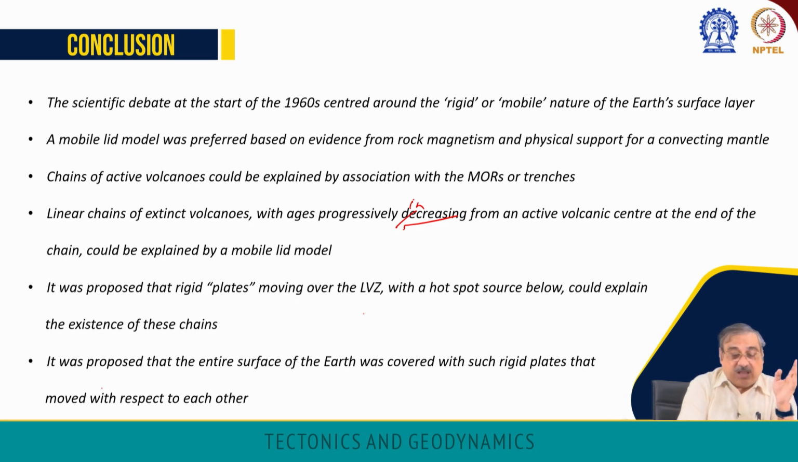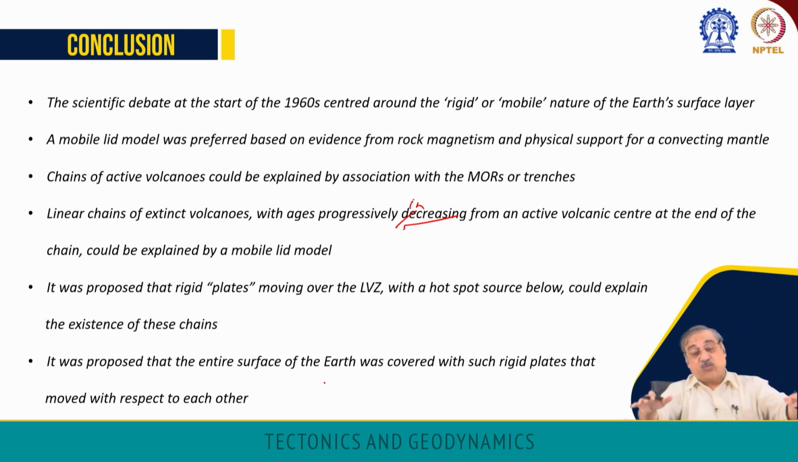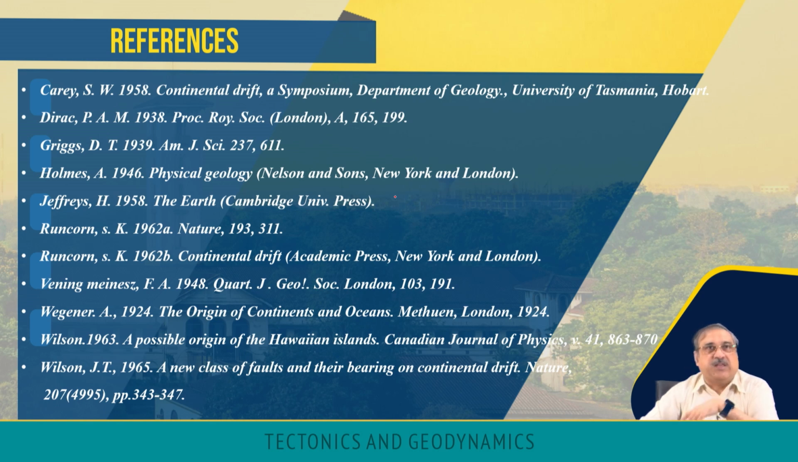And finally, it was proposed that the entire surface of the earth was covered with these rigid plates, and all of these plates were moving with respect to each other. So, apart from this little typo here, I hope this point is now clear, how this whole theory was coming into being. So, what we will do in the next class is to take a look at what would be the outcome, how the whole process would actually operate, and how oceans and continents would be formed. So, we will take a quick look at that before we go into the details of plate tectonics.